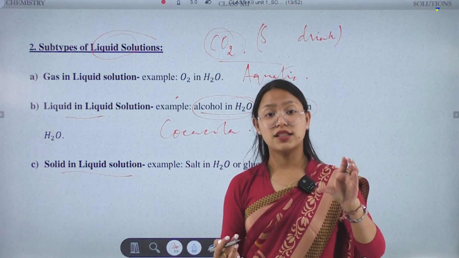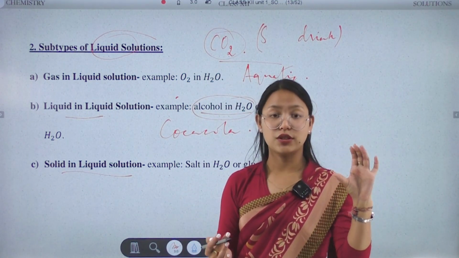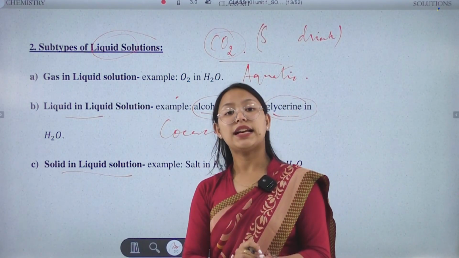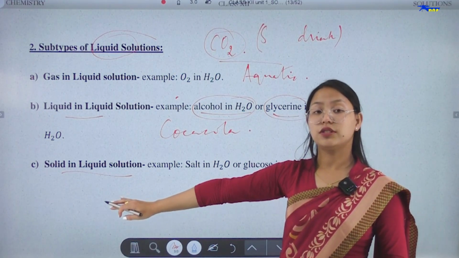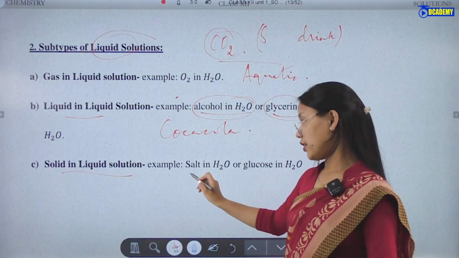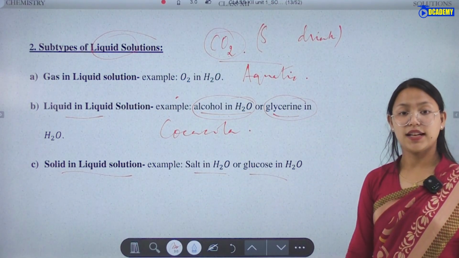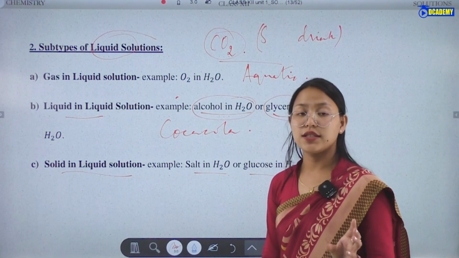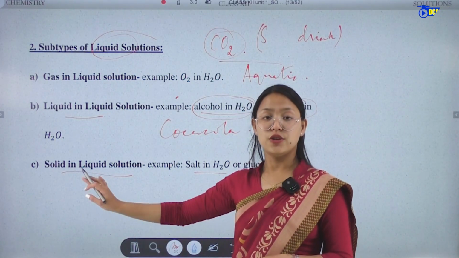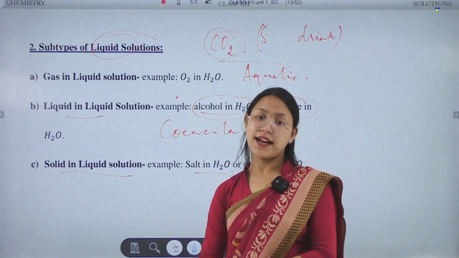They are all solids. Now here, salt in water, glucose in water, and say any type of the solid substances that can be dissolved in a liquid, then it will be termed as what? Solid in liquid solution.